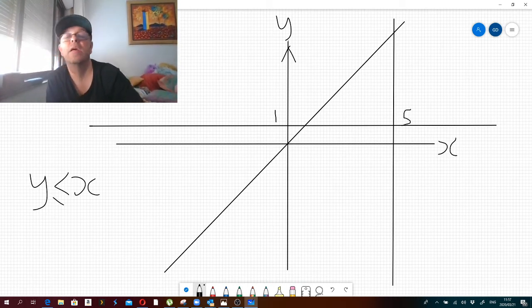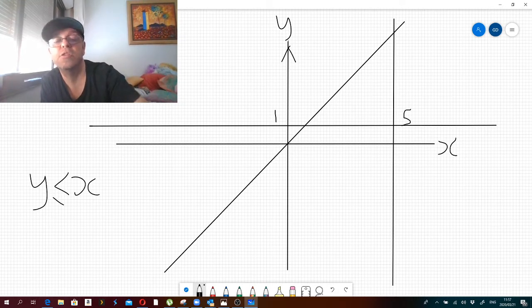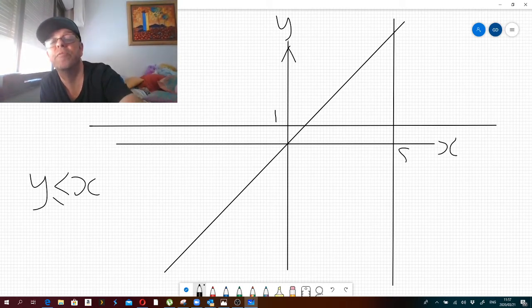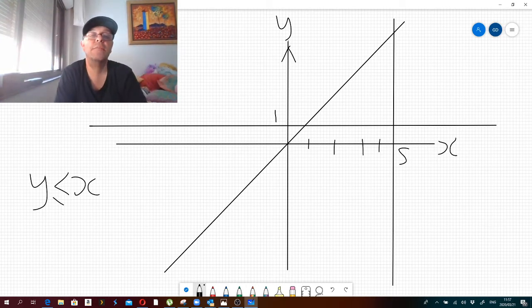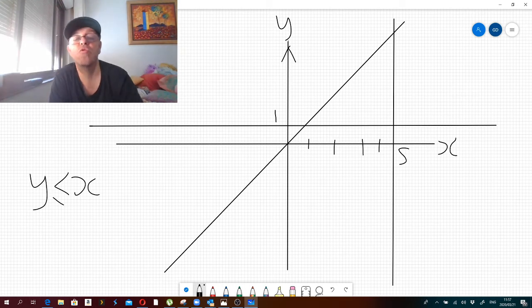Sorry, let me just undo that 5 there on the x-axis. X is equal to 5. Remember, there's 1, 2, 3, 4, and 5. Okay, happy with that? So there we go. We've got all 3 lines drawn.